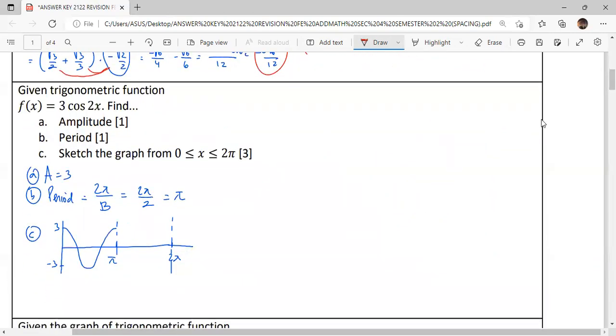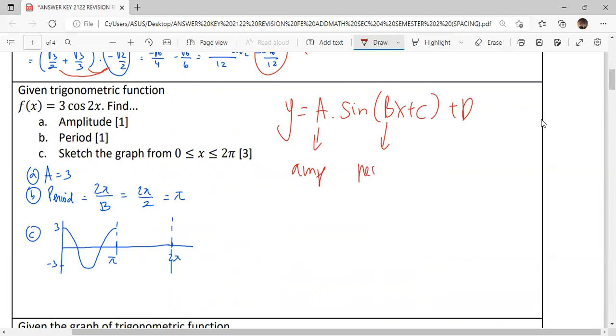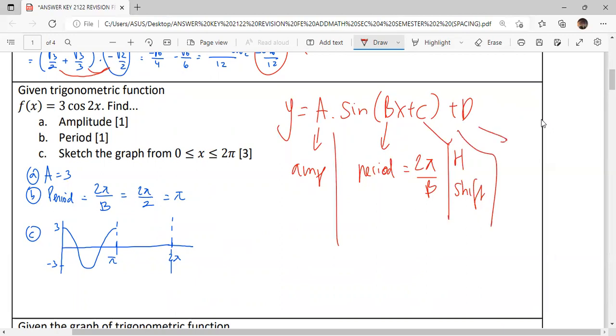Now, this is a piece of cake, f(x). So y equals a times sine (bx plus c) plus d. Remember, a is the amplitude, b is used to find the period, you get 2 pi over b. c is the horizontal shift, and d will be the vertical shift. I think it's very simple, not too hard, in my opinion.